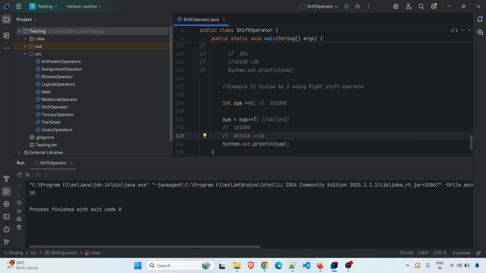If you do 3, this will be divided by 2 multiplied by 2 multiplied by 2. And again, this will be shifted again to right side. Extra bit will be discarded. Empty position or vacant position will be filled with 0. And this is the binary representation for 5. So we will get output as 5. So this is how it works. So this is how you can use left shift operator or right shift operator for doing multiplication or division.